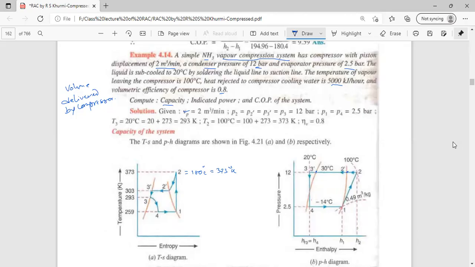All these three stages, 2 dash, 3 dash, and 3, are at constant pressure, an isobaric process at 12 bar, which is the outlet pressure of the compressor and the higher pressure of the refrigerating system itself. At the same time, P1 and P4 are the pressure at the entrance of the compressor and the pressure at the entrance of the evaporating system or refrigerator itself.